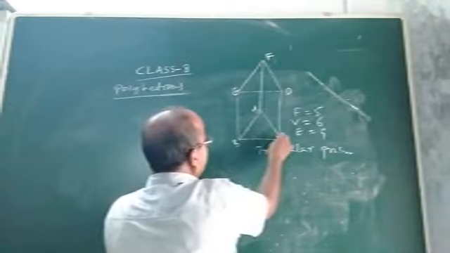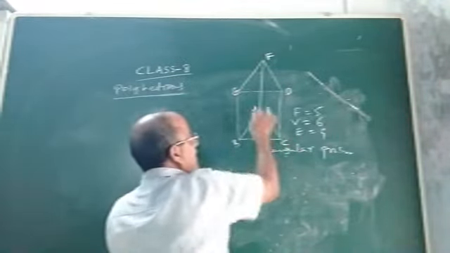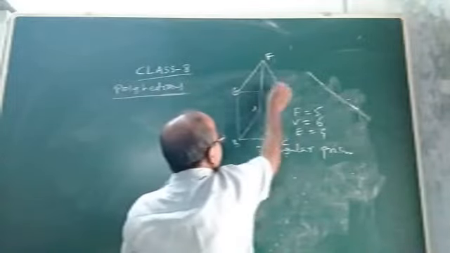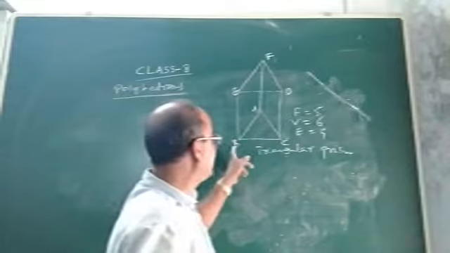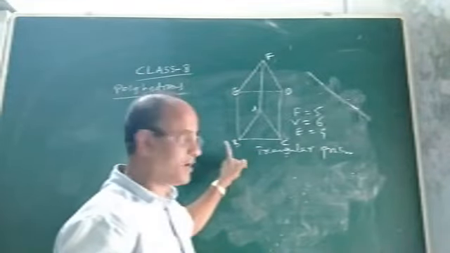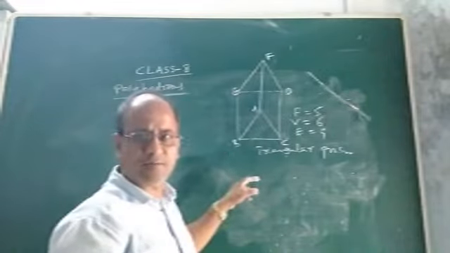A, B, C is one face. D, E, F is another face, so there are 2 triangular faces. Then B, C, D, E is another face. It is a parallelogram. It may be a rectangle or it may be a square.